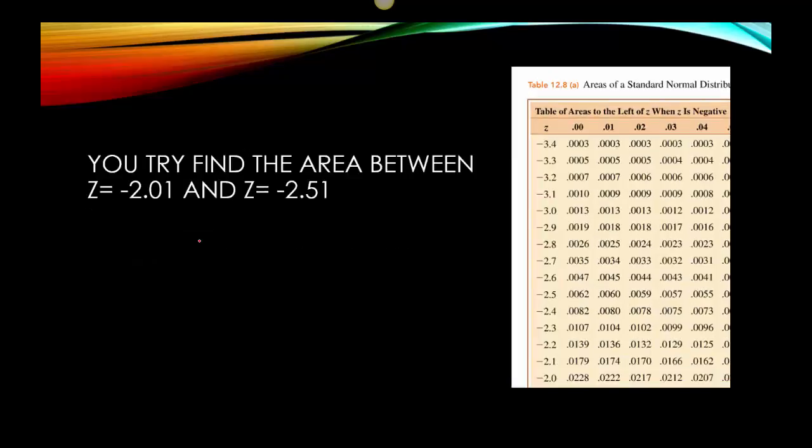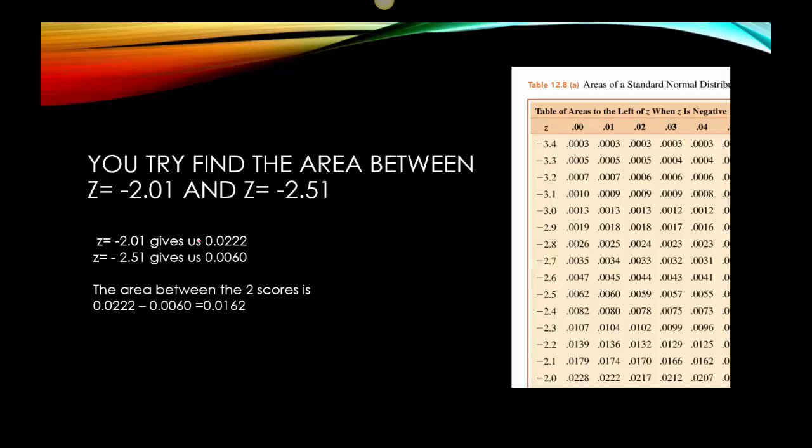Okay, you try. Here's back to the negative chart, so I'm flipping back and forth with positive and negative, but I gave you 2 z-scores. I want you to try to find the area in between. So here is the answer. When I look at negative 2.01, I got 0.0222. And when I look at negative 2.51, up here, I got 0.0060. Okay, so I put the bigger one first, which is this 0.0222, minus the 0.006, and I got 0.0162.